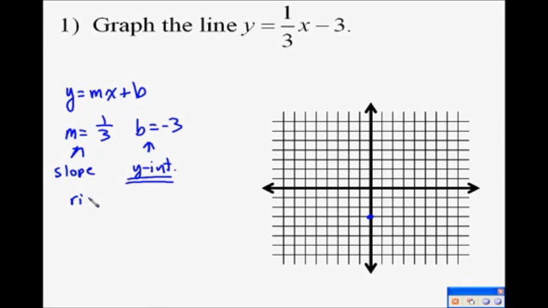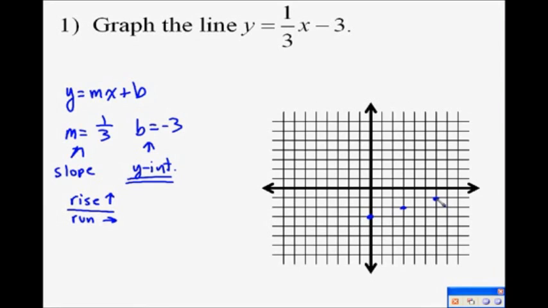The slope, 1/3, is what we deal with next. And the slope is the rise over the run. The rise in this case is 1. The run is 3. So we're going to go up 1 in the same time that we go over 3. So you go back to our y-intercept, and we're going to go up 1 and then to the right 3 and make a point. And then we're going to do that again, up 1 to the right 3.